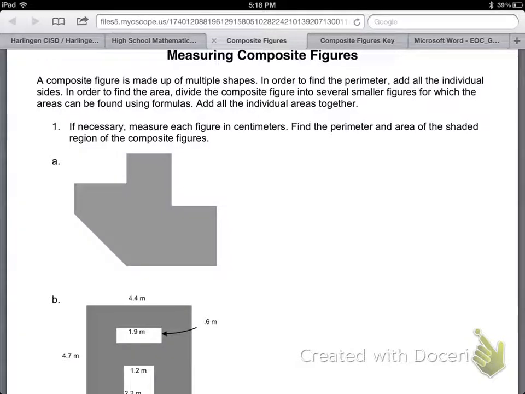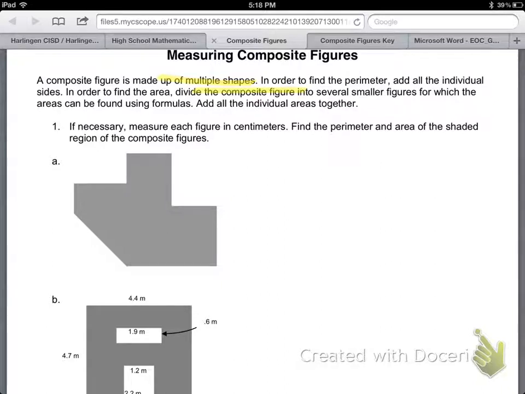What's up, guys? So the next lesson we're going to start doing is measuring composite figures. A composite figure is made up of multiple shapes. In order to find the perimeter, you have to add all the sides like usual, and to find the area, it's easier if you just make them small pictures and then figure out the area individually.